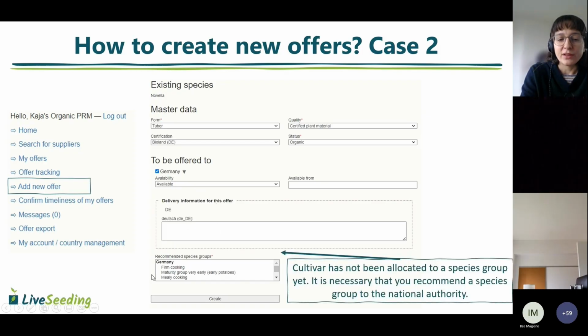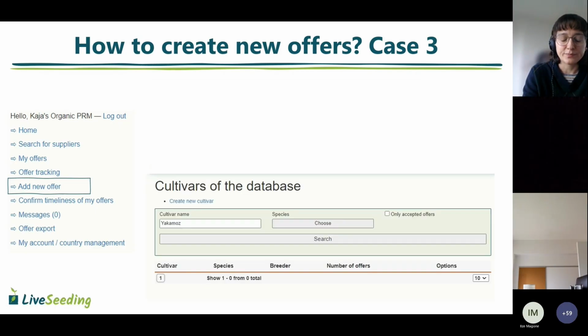And then you have another field here where you now can see the species groups that are used in Germany, and you will need to recommend a species group. So you will need to recommend to the authority in Germany into which species group this cultivar would fit. And the authority, when they evaluate the offer, they will see what you recommend, and it's easier for them then to evaluate the offer. And then again, you click on Create, and the authority will be informed about your offer.